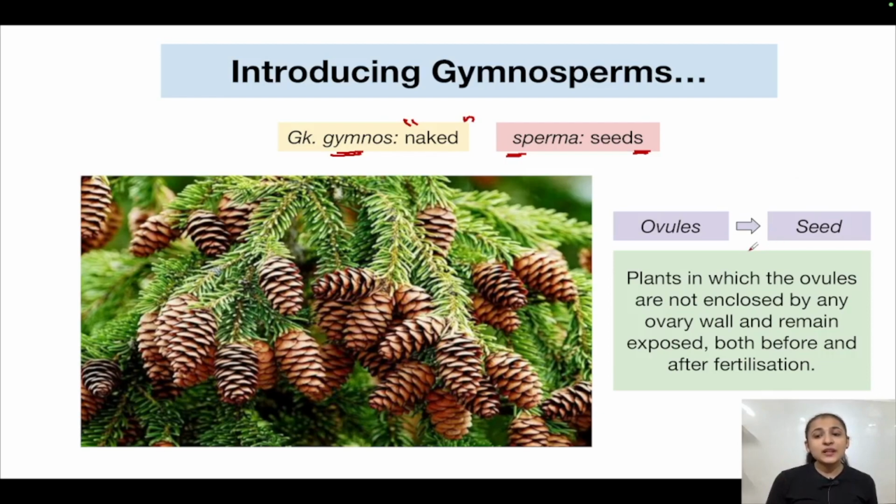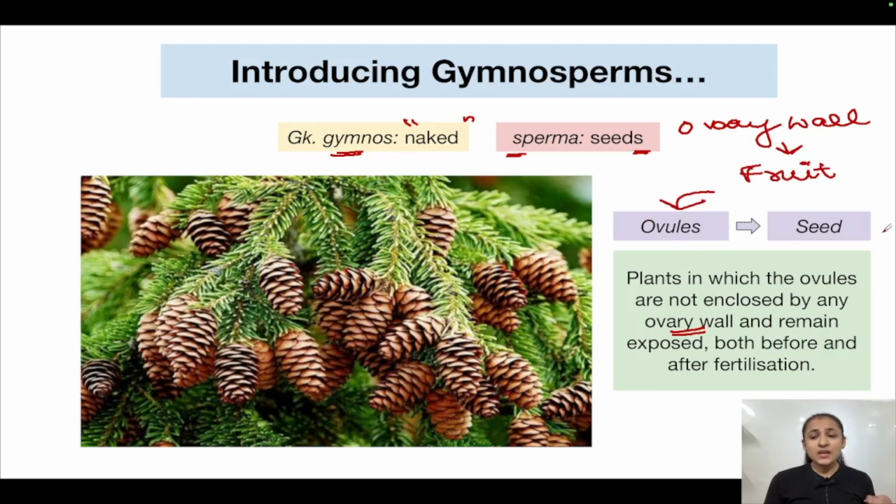So Gymnosperms are those plants in which the ovules are not enclosed by an ovary wall, and they remain exposed both before fertilization and after fertilization. What happens in flowering plants or angiosperms? Angiosperms are the only plants which have proper fruits. Their seeds are surrounded by the ovary wall, which converts into fruit that surrounds the ovules.